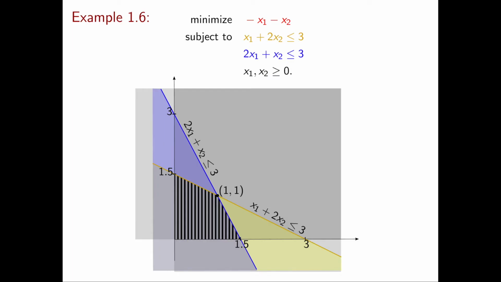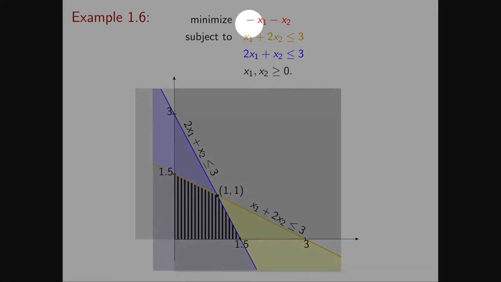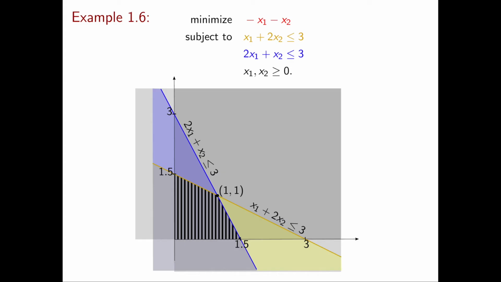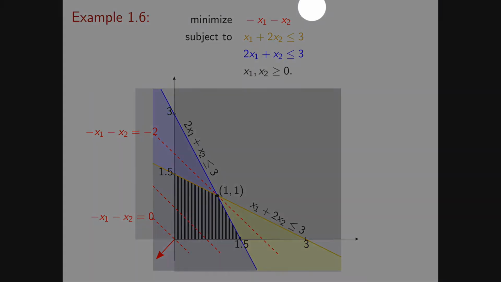Finally, we also want to visualize the objective function. In order to do this, we visualize the family of lines minus x1 minus x2 equal to some b. We know that we obtain a family of parallel lines. For example, with the right-hand side of minus 2, you will obtain this line, and with the right-hand side 0, you will obtain the parallel line passing through the origin.